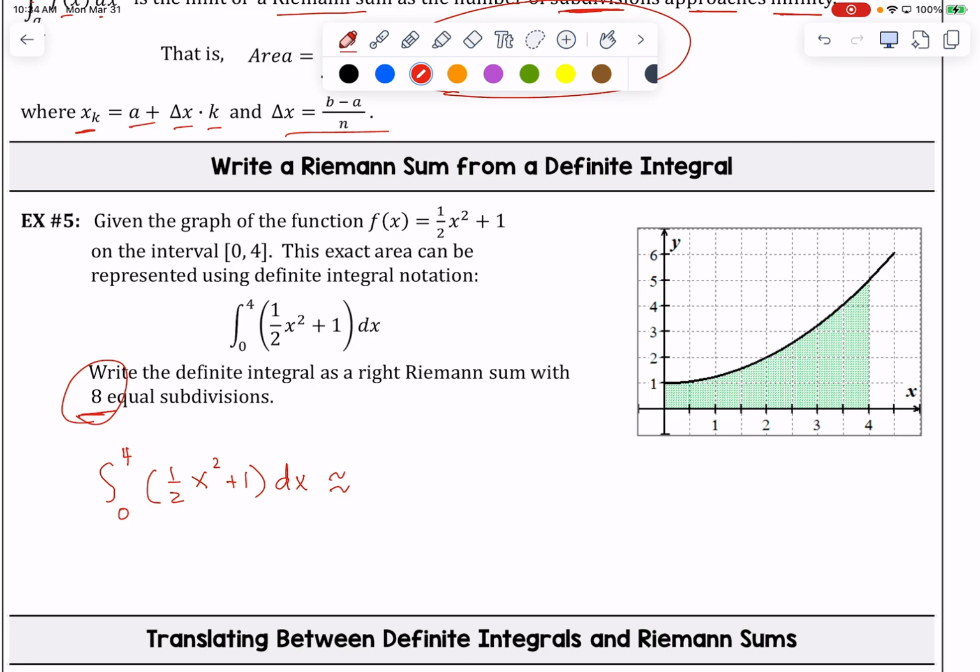So step 1, find the width of the rectangle. Step 2, find your a sub k or x sub k. So you need to find two things: delta x and x sub k. Let's see if you can get this one. This is part of a parabola, and we're finding the area under part of a parabola from 0 to 4. This parabola is shifted up one. It's vertically stretched by 1/2, so notice it's up 1, right 2.